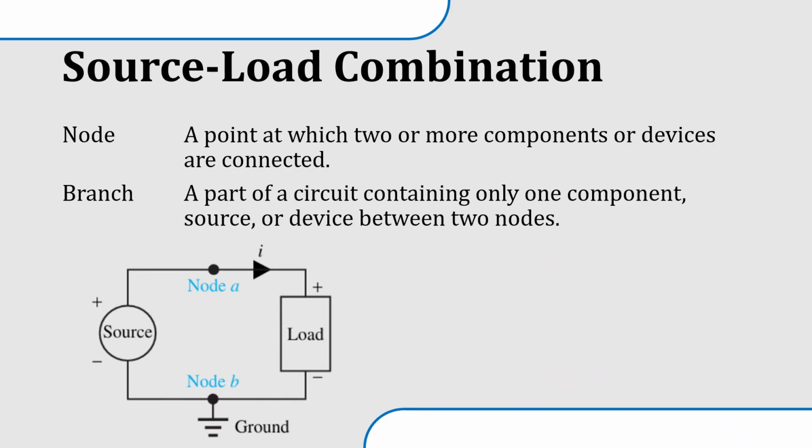So starting with the source-load combination, a node is a point at which two or more components or devices are connected together, as shown in the schematic below, and a branch is a part of a circuit containing only one component, source, or even a device between two nodes.